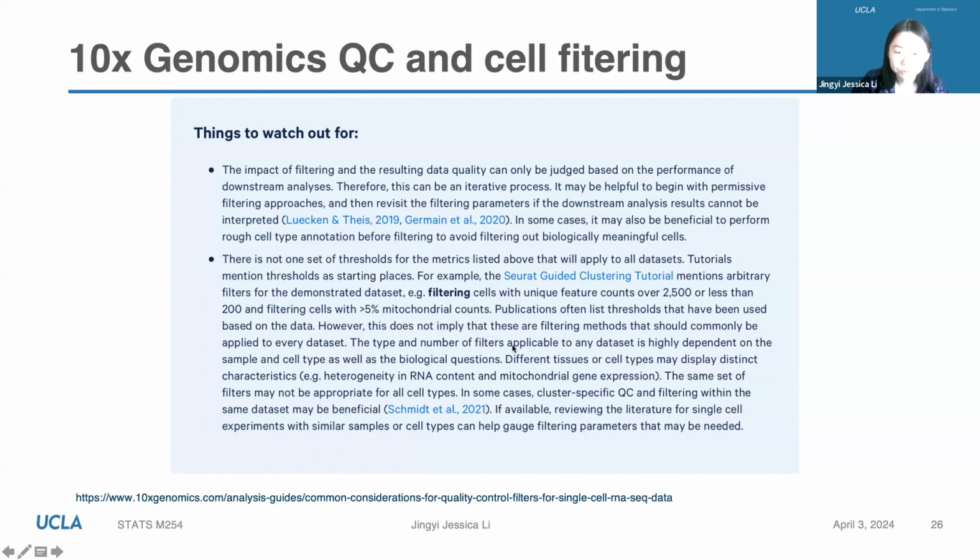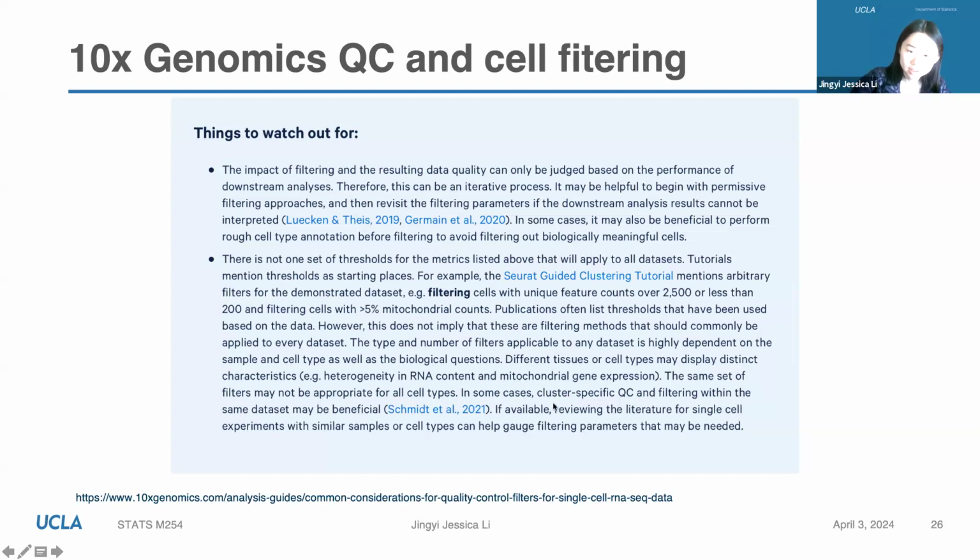The type and number of filters applicable to any dataset is highly dependent on the sample and cell type, as well as the biological questions. Different tissues or cell types may display distinct characteristics, such as heterogeneity in RNA content and mitochondrial gene expression. The same set of filters may not be appropriate for all cell types. In some cases, cluster-specific QC and filtering within the same dataset may be beneficial.